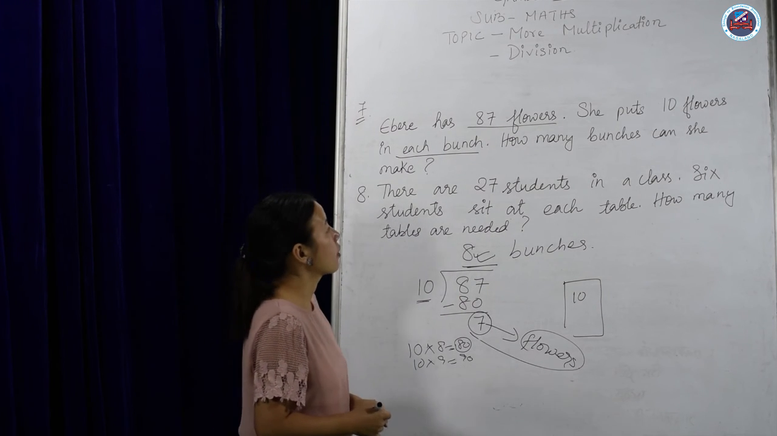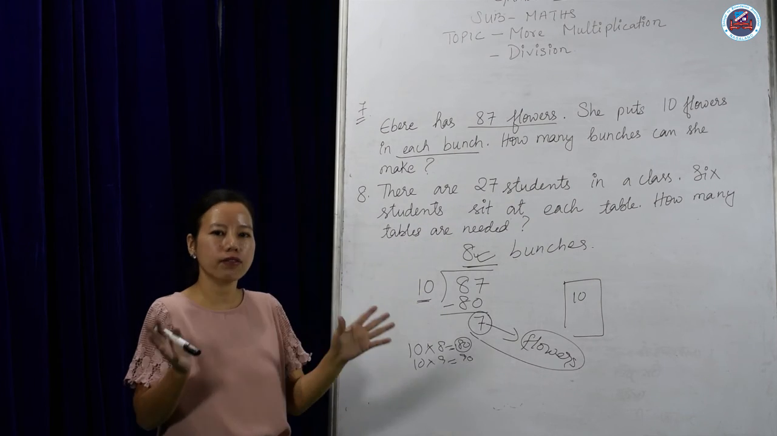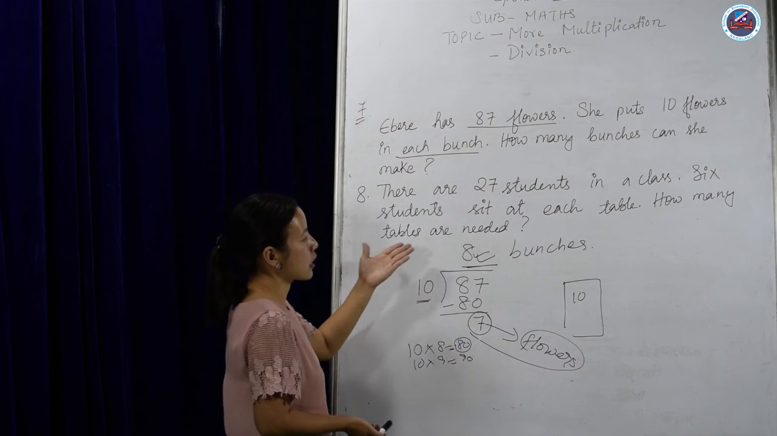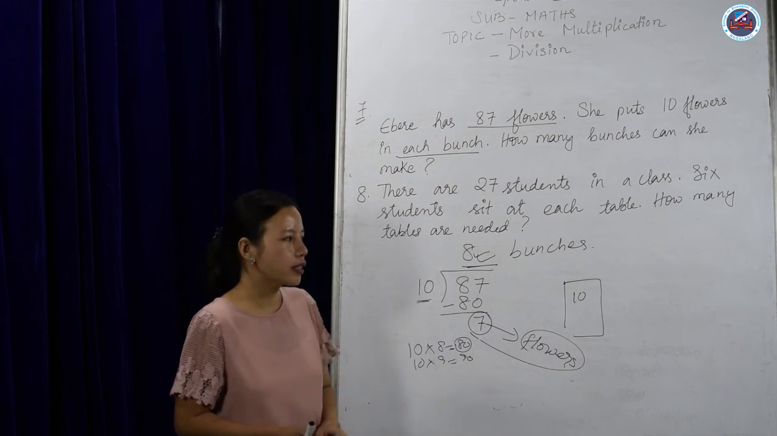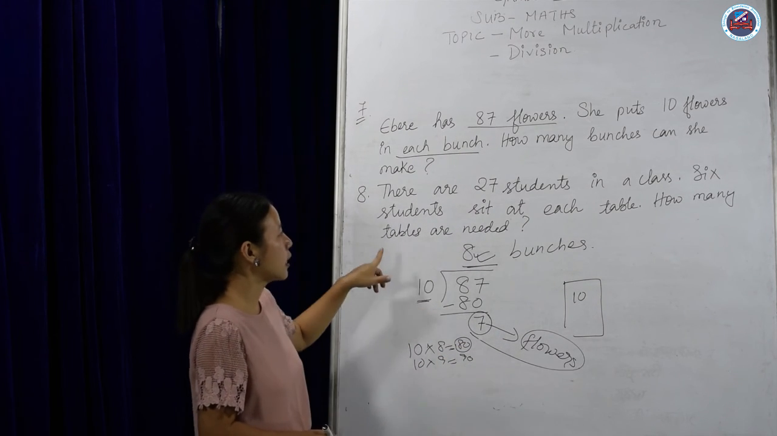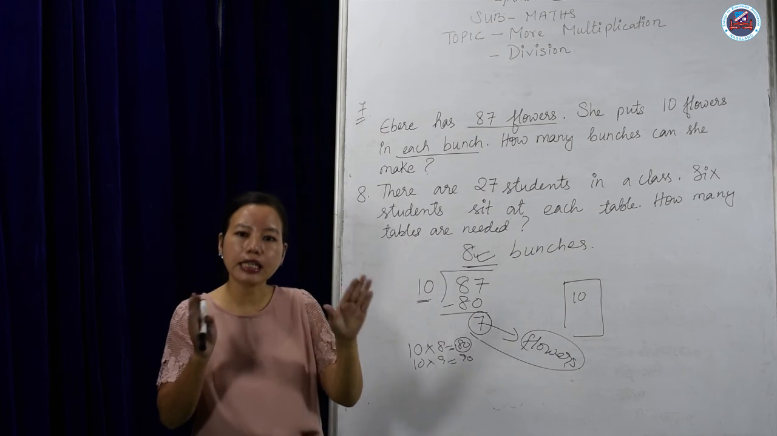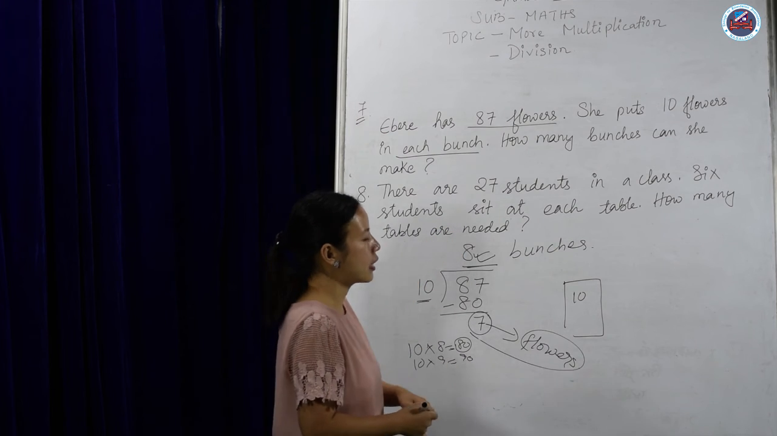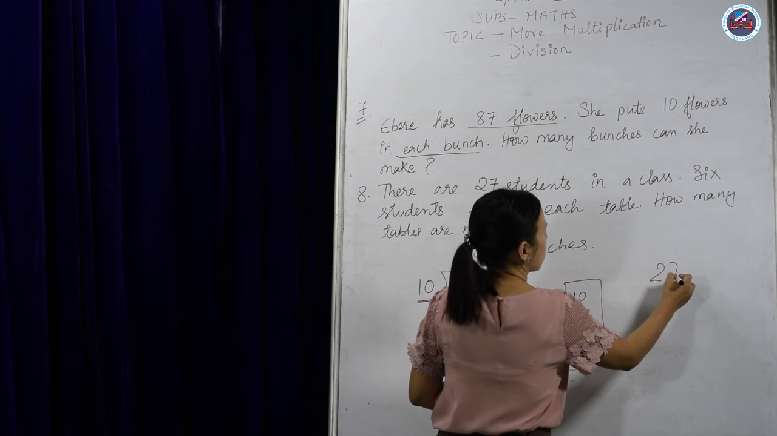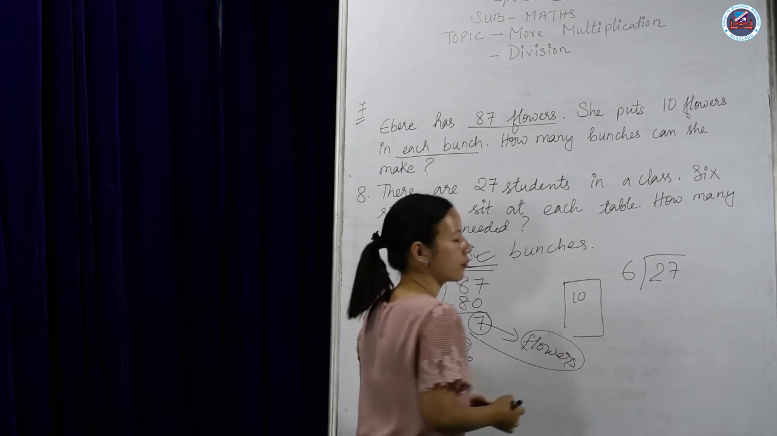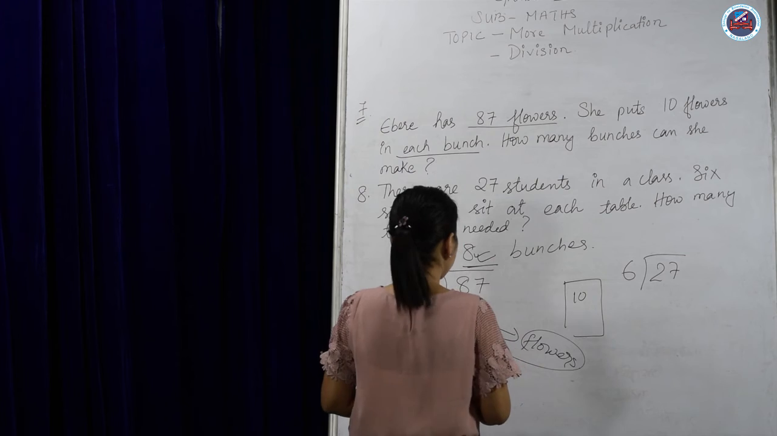It says there are 27 students in a class. That means in a classroom there are 27 students. 6 students sit at each table. So at each table, 6 students are seated, right? It says how many tables are needed. So how many tables will be needed for 27 students to sit in that particular class? So how do we do it? Since in one table there are 6 students, I'm going to divide this 27 by 6. Okay?